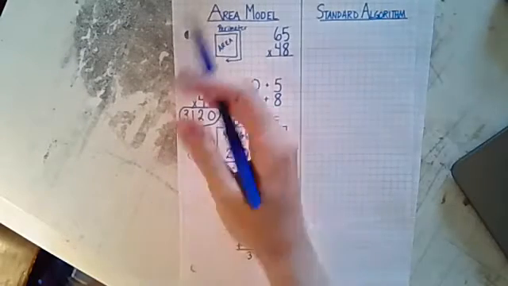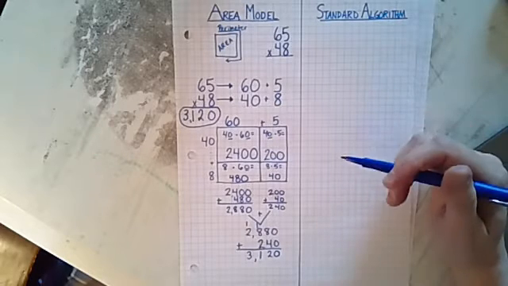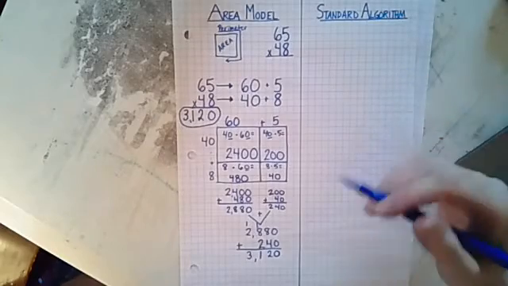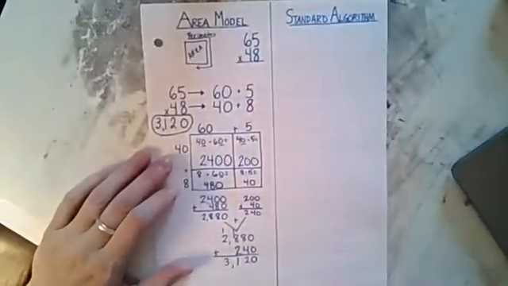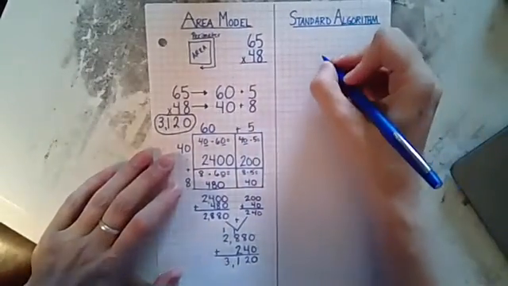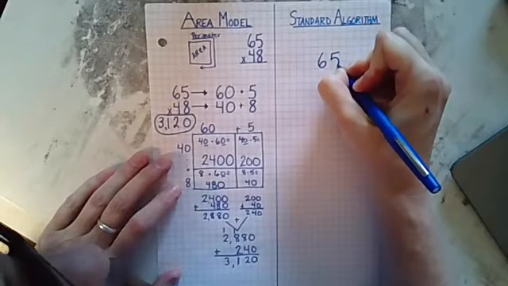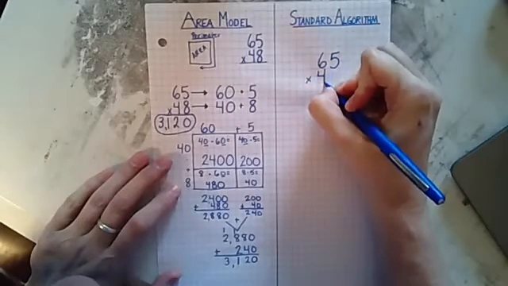Now we're going to come over to this other side and we are going to do the same problem, but we're going to do it in the standard algorithm, meaning a regular old multiplication problem the way your parents and your grandparents all did it. Okay, so here we go. Here is the standard algorithm. I'm going to take my 65 and I'm going to multiply my 48 to it.